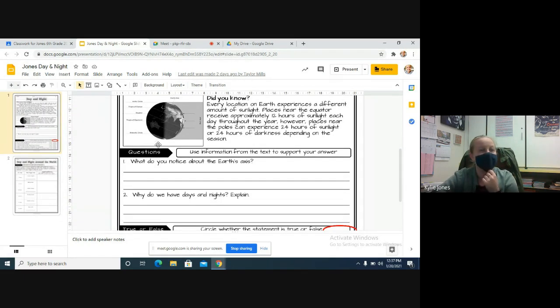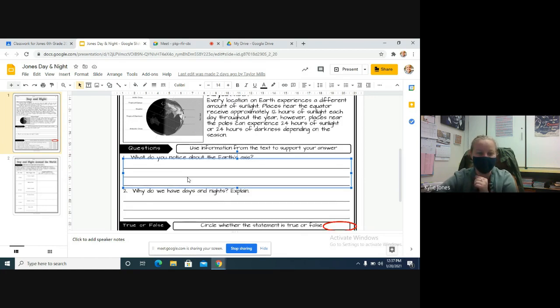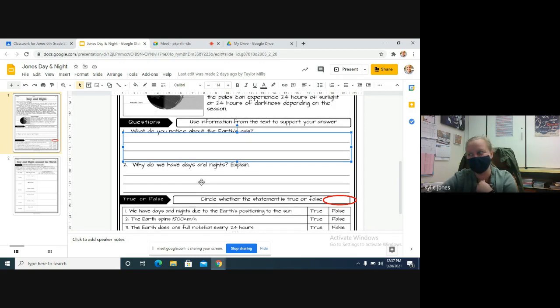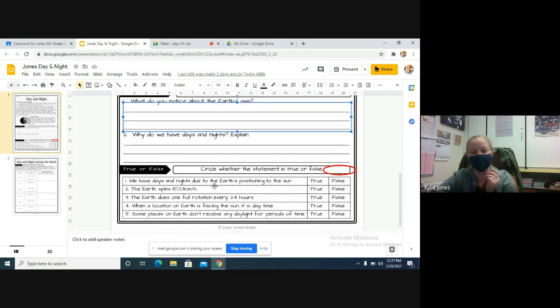This is more of a how you answer it. It's not necessarily a right or wrong, especially number 1. It says, what do you notice about the Earth's axis? So answer that one, please. Number 2, why do we have days and nights? Explain that. And then there's a couple of true or false questions.